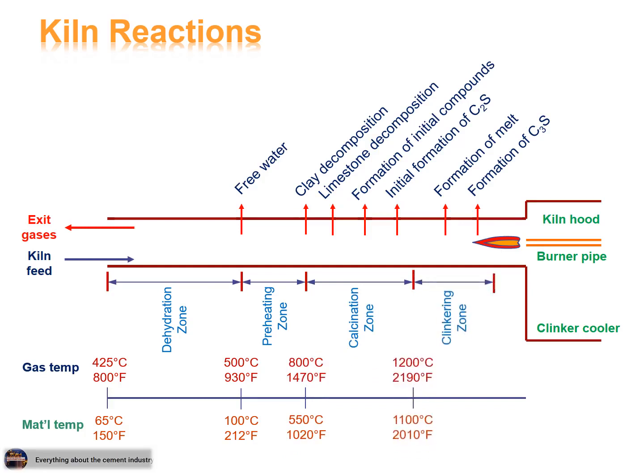4. Clinkering zone: the gas temperature is 1208 degrees C, materials temperature 1108 degrees C. 5. Cooling zone: the gas temperature is 1758 degrees C, materials temperature 1458 degrees C. 6. At the entrance to the cooler, the gas temperature dropped to 1758 degrees C, and materials temperature dropped to 1458 degrees C.